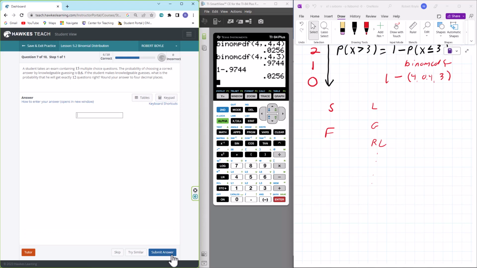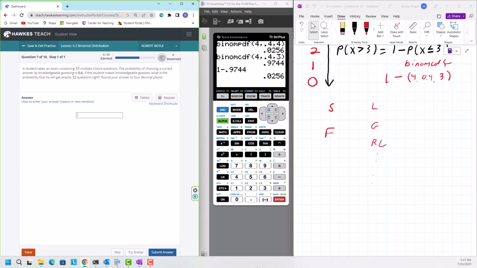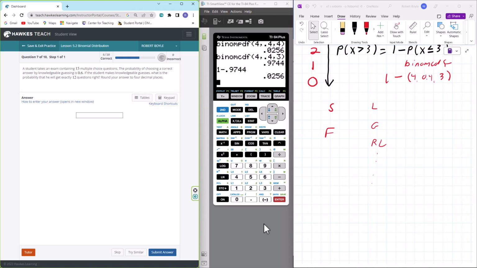A student takes an exam containing 15 multiple choice questions. The probability of choosing a correct answer by knowledgeable guessing is 0.6. If the student makes knowledgeable guesses, what is the probability that he will get exactly 12 questions right? Okay, so we have 2 outcomes. It's either right or wrong. The probability of this person getting a correct answer is going to be 0.6. There are n trials, or n is equal to 15, and we want to know the probability that x is equal to 12. And that's what we're looking for.